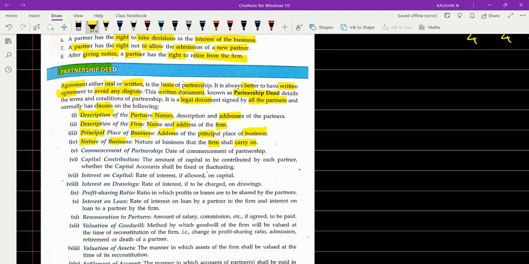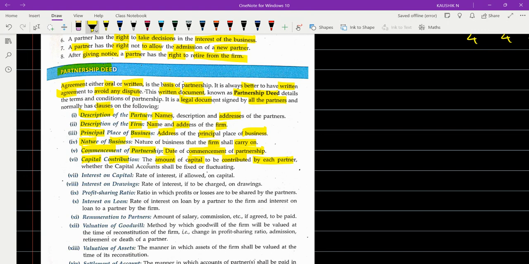Or you have to mention it in such a way, like the nature of the business, on what basis your business runs. And then commencement of partnership, that means the date of commencement of your business, when you started the business, the first year inauguration date, that should be mentioned. The next most important is capital contribution. So you have to mention the amount of capital that has been contributed by each partner. How much A has contributed, how much B has contributed, how much C has contributed, all those inputs.